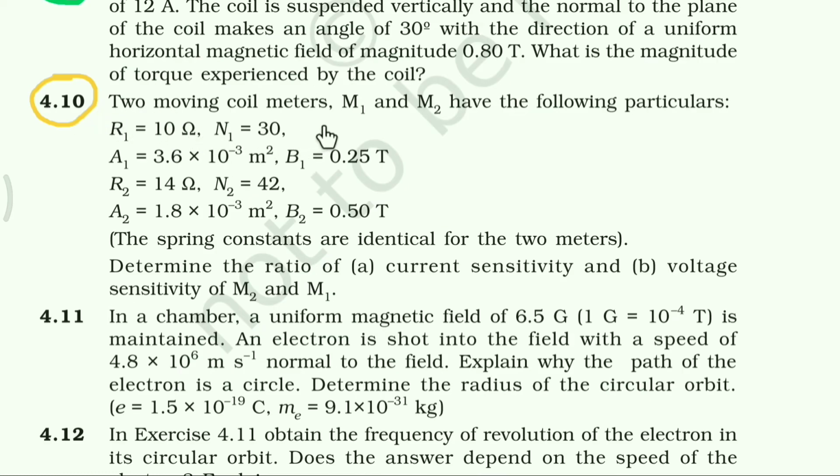Two moving coil meters M1 and M2 have the following particulars: R1 10 ohm, N1 30, A1 3.6 into 10 to the power minus 3 meter square, that is the area, B1 magnetic field 0.25 Tesla. Suffix 1 indicates the coil meter M1 and suffix 2 indicates M2, with R2, N2, A2 and B2. The spring constants are identical for the 2 meters. Determine the ratio of the current sensitivity and the voltage sensitivity.